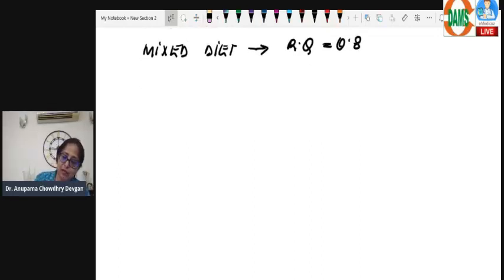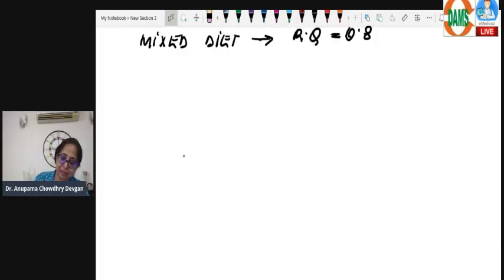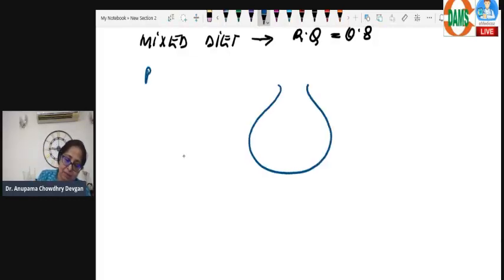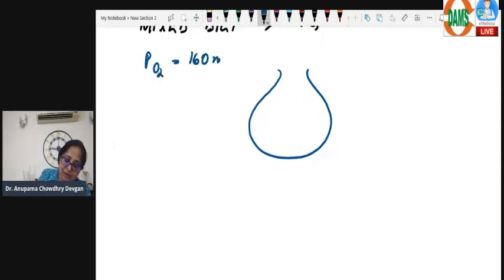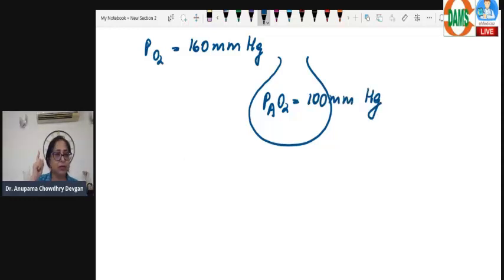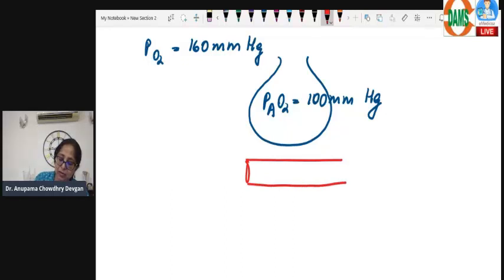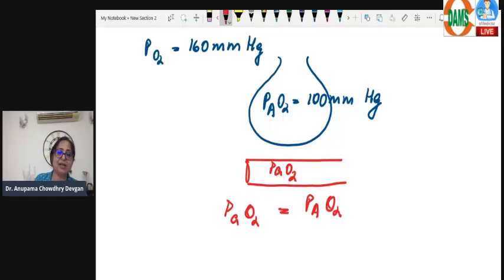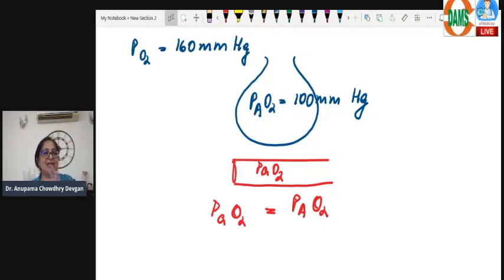Now, the next important point is, why do I want alveolar O2? Why is the alveolar O2 important for me? We have discussed that the partial pressure of oxygen in the atmosphere was 160 millimeters of mercury. By the time it comes into the alveolus, the oxygen is reduced to 100 millimeters of mercury, because of humidification and because of addition of CO2. Now, why is this alveolar partial pressure of oxygen important? Because this will determine how much the arterial O2 is going to be. P small a O2 will be equal to P capital A O2. Small a is arterial, capital A is alveolar.